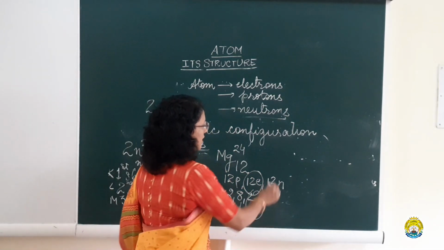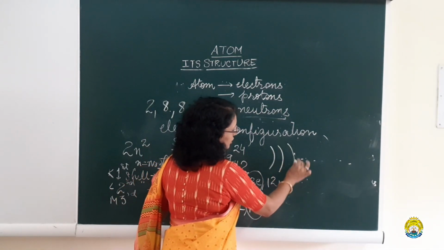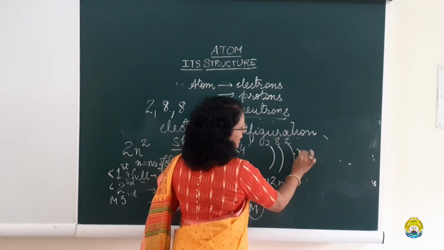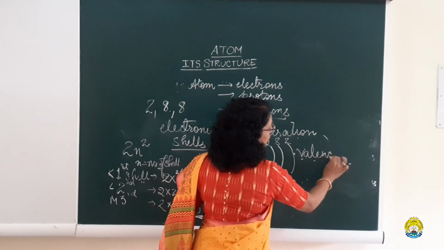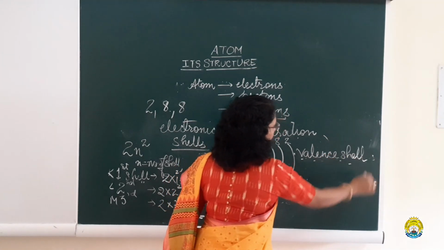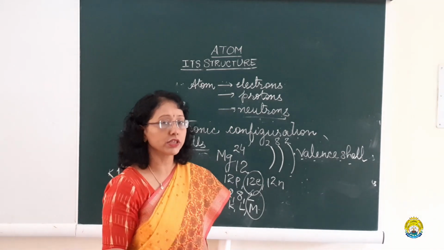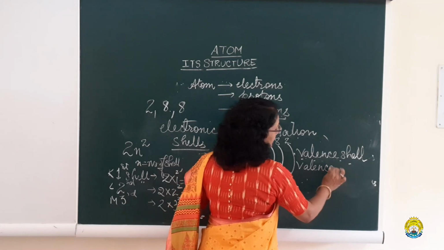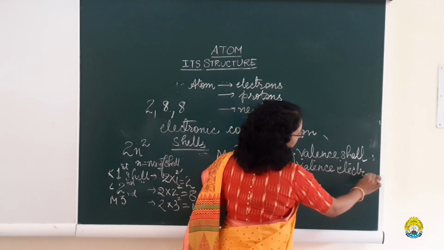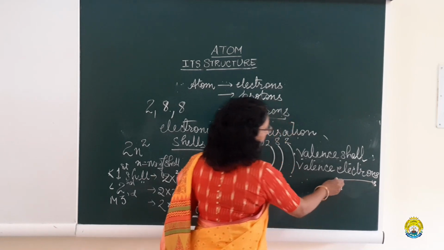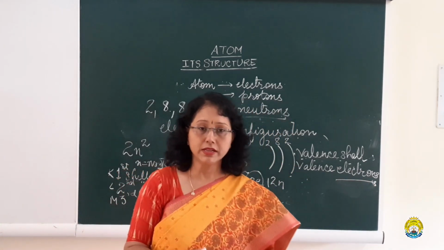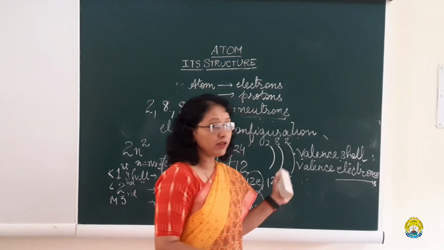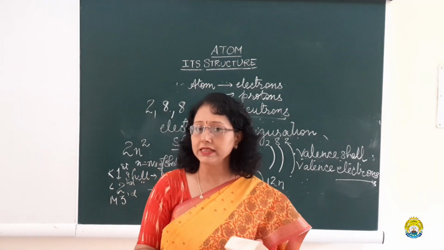Whichever is the last shell, whether the first, second or third, the outermost shell is called the valence shell. What is it called? The valence shell. And the electrons present in the valence shell are called the valence electrons. What are these called? Valence electrons. These electrons are revolving. We have just one moving particle, the electron. The neutrons and protons are present in the nucleus.